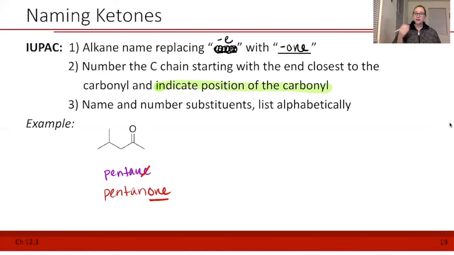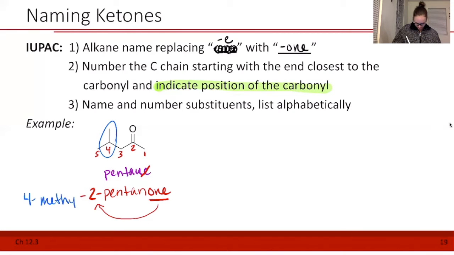And now let's number and indicate the location of the carbonyl. I'm going to number starting with the end closest to my carbonyl. So this is number 1 here, 2, 3, 4, 5. So I have my carbonyl at carbon number 2, and I'm going to put a 2 in front of pentanone to show that the one is at number 2. And then I'm going to put my substituents. In this case, we have 1 substituent. At carbon number 4, we have a methyl group. So 4-methyl-2-pentanone is the name of this molecule.